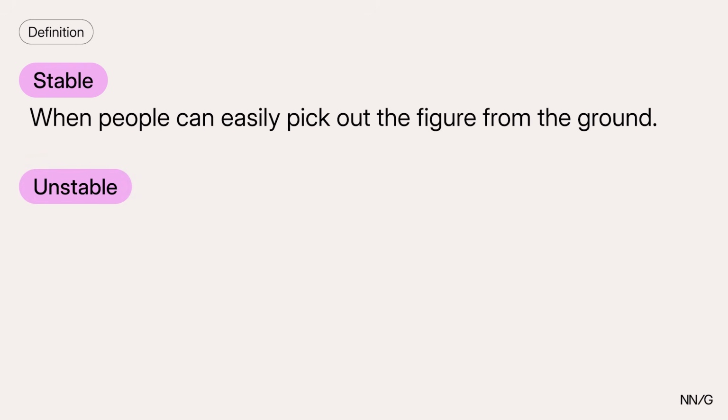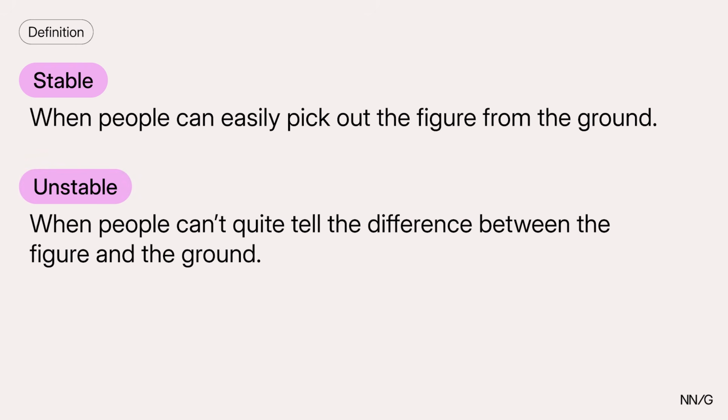Then there's unstable, which is when people can't quite tell the difference between the figure and the ground. This is pretty rare in the real world because there are so many natural cues like shadows and distance that tell you what's in front and what's in back. But it becomes a much bigger issue in contrived environments where everything is artificially created and one-dimensional, like pixels on a screen, like the Rubin vase.